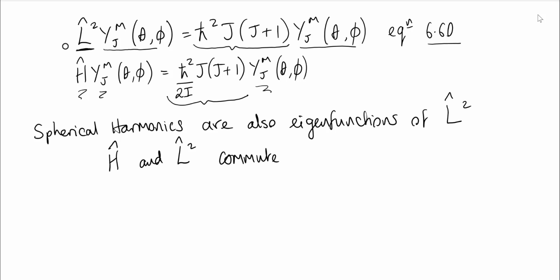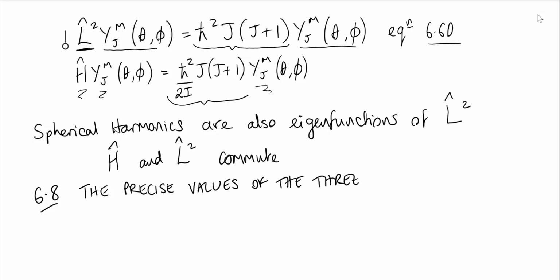So this leads me on to the next part of the presentation, and this is section 6.8 in the textbook. And this basically says, and I'll write out the title of that section, the precise values of the 3 components of angular momentum cannot be measured simultaneously.